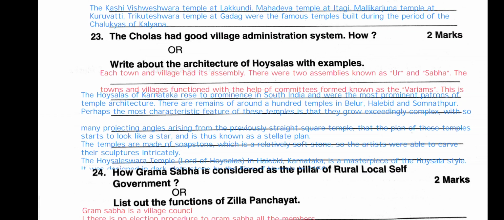Write about the architecture of Hoysalas with examples. Hoysalas of Karnataka rose to prominence in South India and were the most prominent patrons of temple architecture.